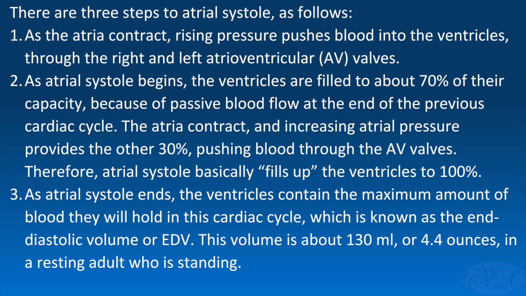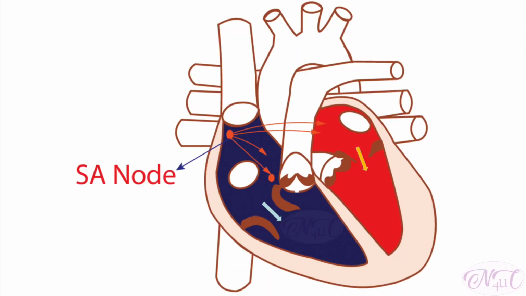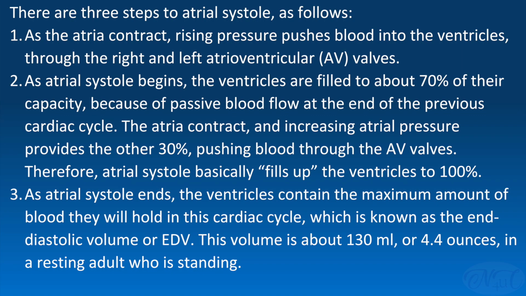There are three steps to atrial systole as follows. As the atria contract, rising pressure pushes blood into the ventricles through the right and left atrioventricular valves. As atrial systole begins, the ventricles are filled to about 70% of their capacity because of passive blood flow at the end of the previous cardiac cycle. The atria contract and increasing atrial pressure provides the other 30%, pushing blood through the AV valves. Therefore, the atrial systole basically fills up the ventricles to 100%.